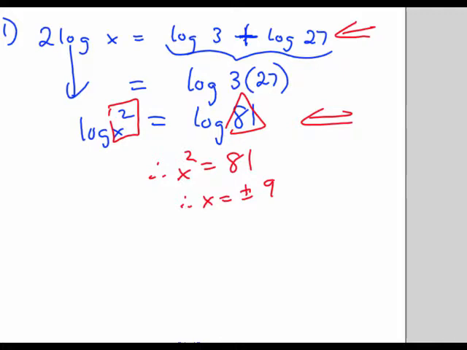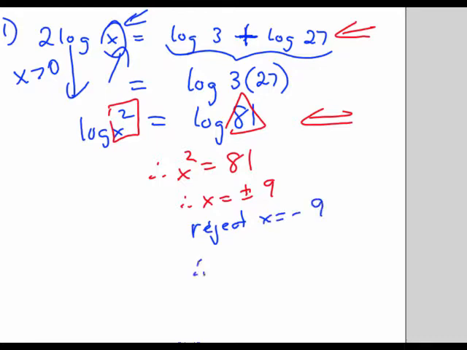Okay, but I need to check. So if I put my answer back in for x, I just want to be sure that I'm not logging 0 or a negative, because we know for logs the argument must be greater than 0. So if I put 9 in there, I'm fine, but I can't put negative 9 in there. Okay, so I need to reject x equals negative 9, and therefore the solution is x equals 9.